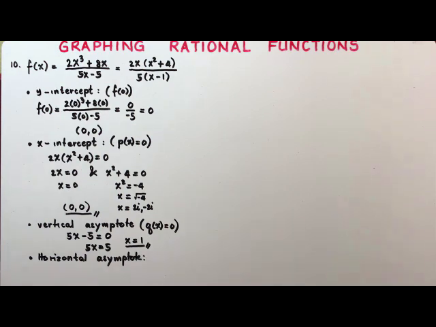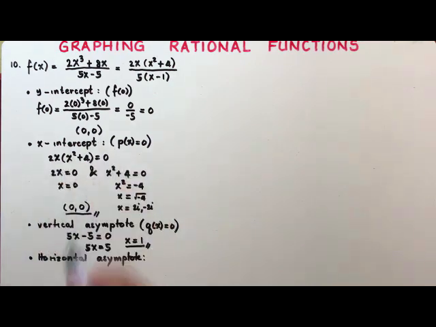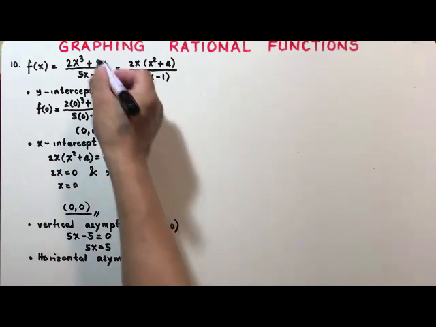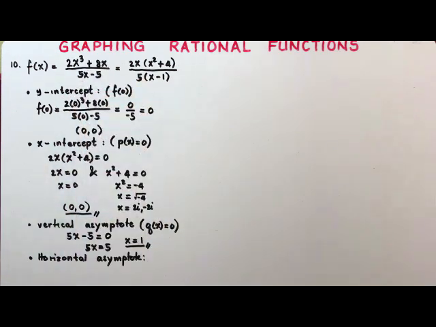Now, to find the horizontal asymptote is to compare the degree of the numerator with the degree of the denominator. And since the degree of the numerator is greater than the degree of the denominator, because our degree in the numerator is 3, compared to the degree of the denominator which is 1, then we say that there is no horizontal asymptote.